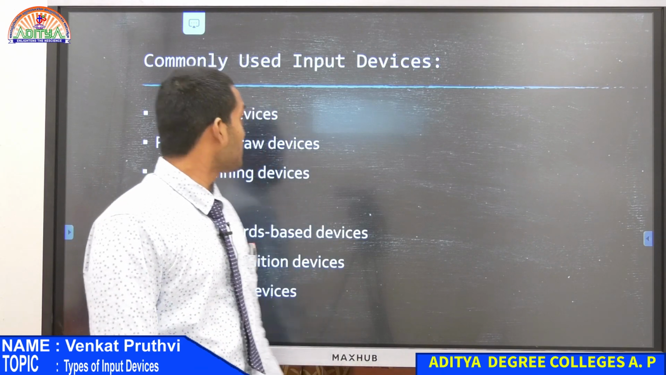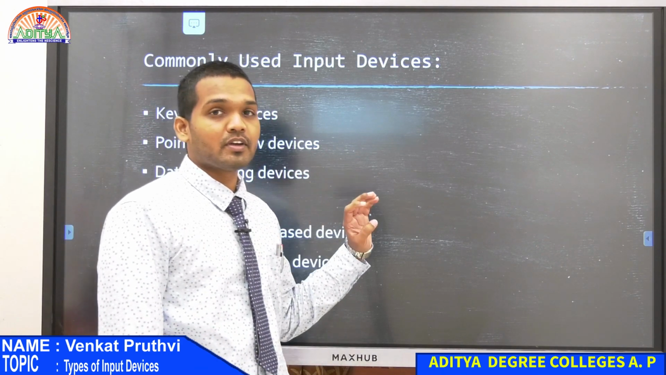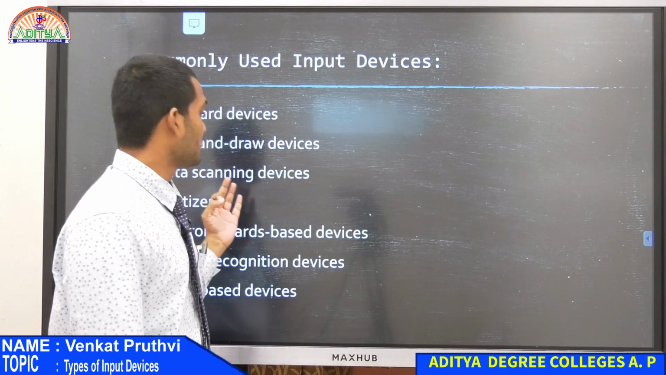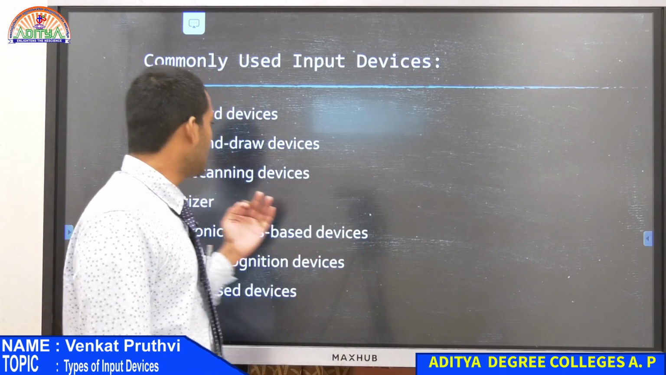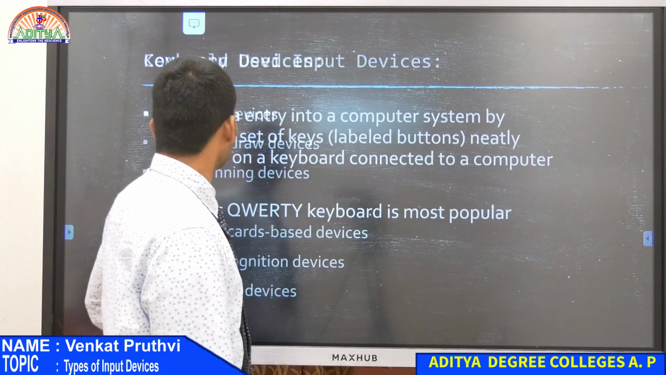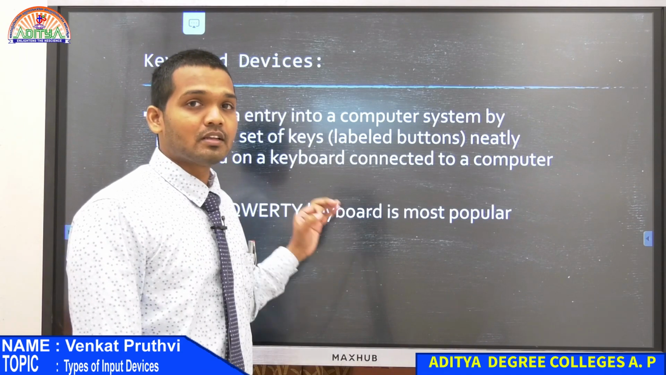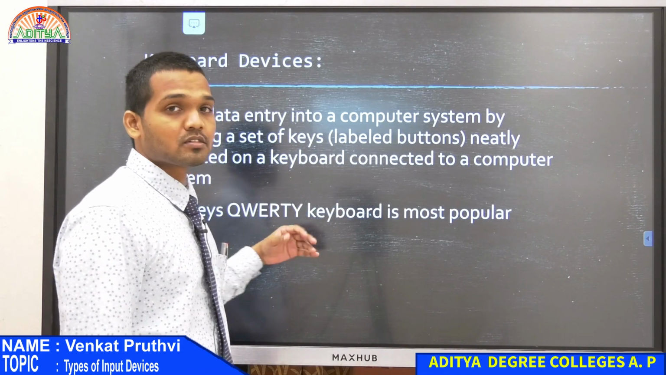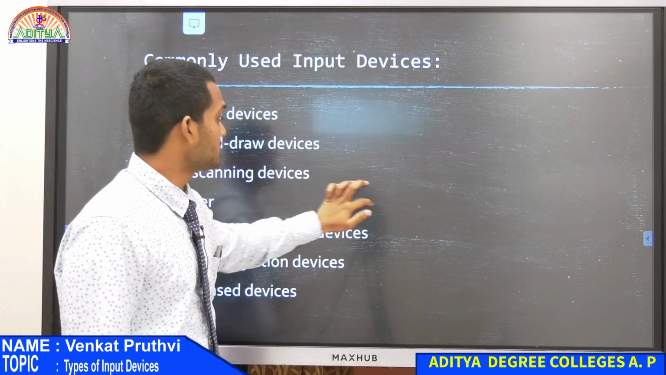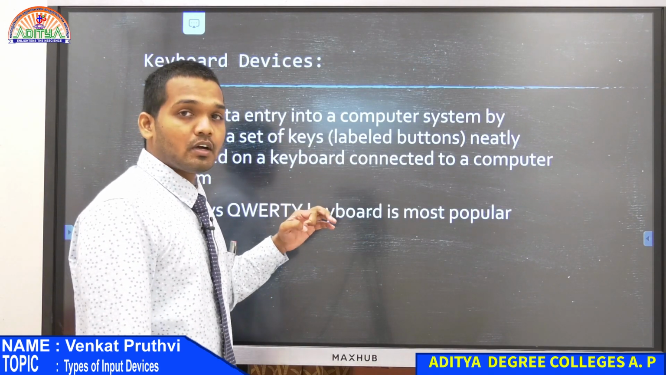Yesterday we were discussing the commonly used input devices. I gave you an activity to find out how many kinds of devices we have under each of these different categories. So today we'll once again revise the keyboard devices as well as the point and draw devices, and we'll continue with the other input devices.